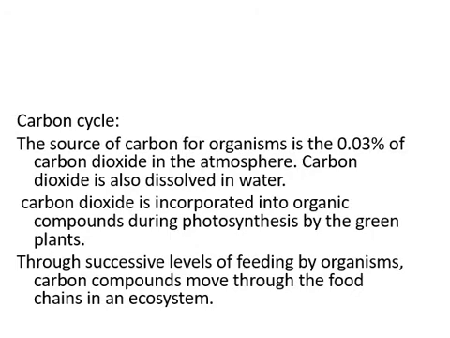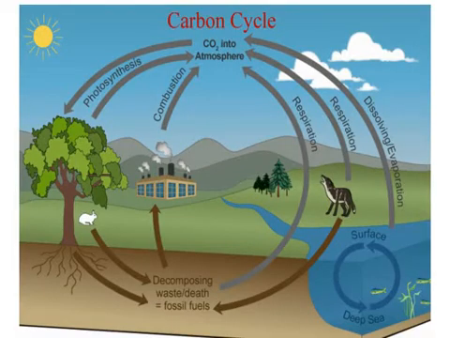Carbon cycle. The source of carbon for organisms is the 0.03% of carbon dioxide in the atmosphere. Carbon dioxide is also dissolved into water. Carbon dioxide is incorporated into organic compounds during photosynthesis by the green plants. Through successive levels of feeding by organisms, carbon compounds move through the food chains in an ecosystem. So here is a simplified diagram of carbon cycles.